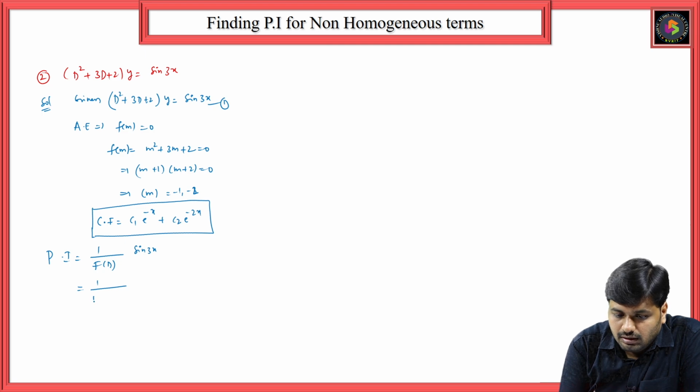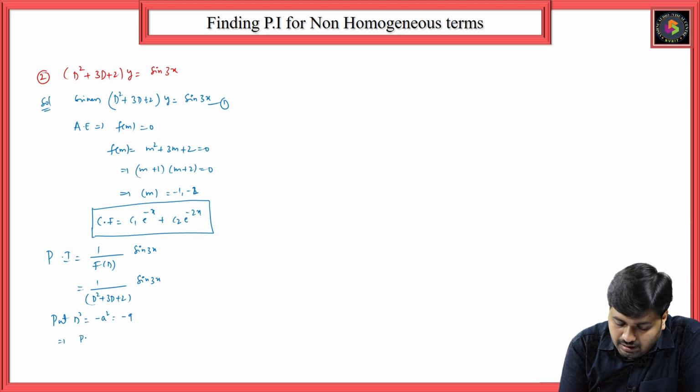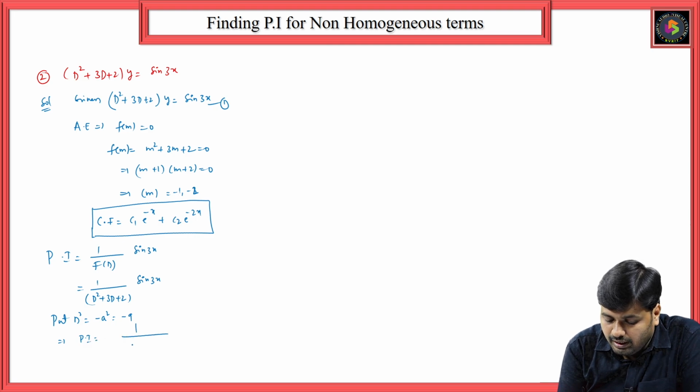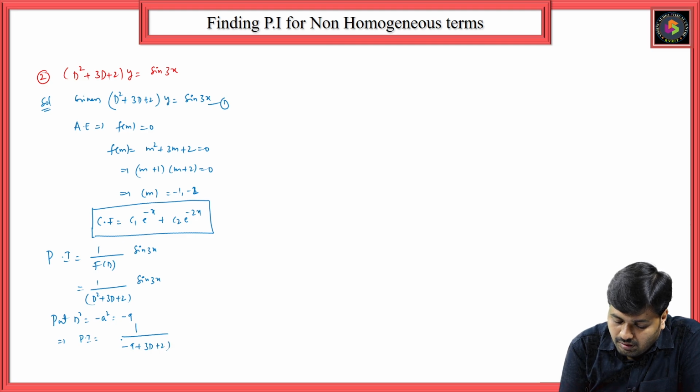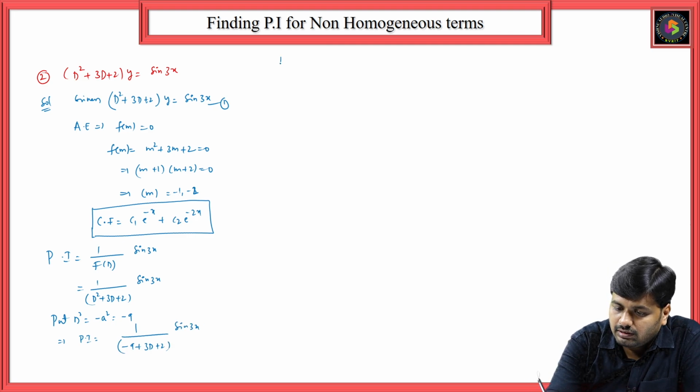Now that is 1 by D² + 3D + 2 of sin 3x. Now we'll put D² = −a², that is −9. Therefore, the particular integral will become 1 by −9 + 3D + 2 of sin 3x. Now what do I get here?